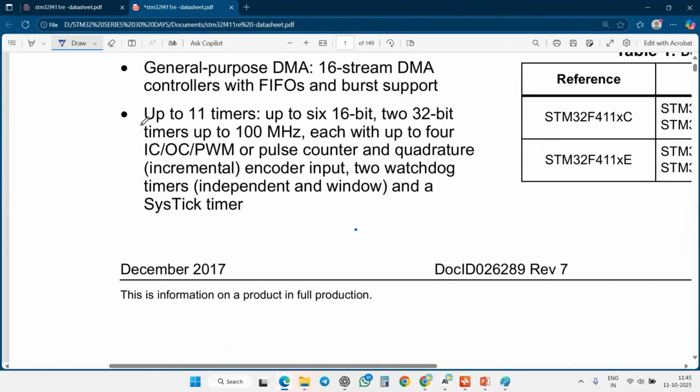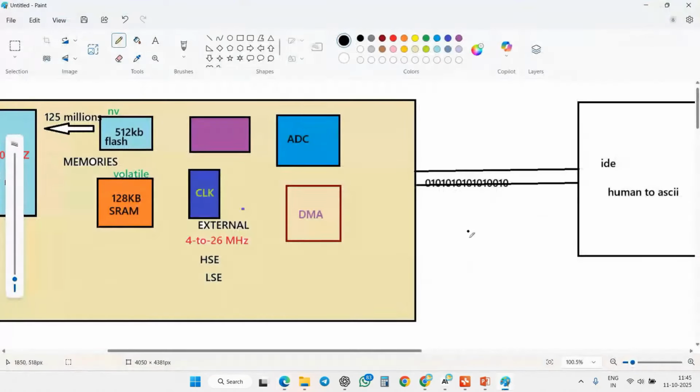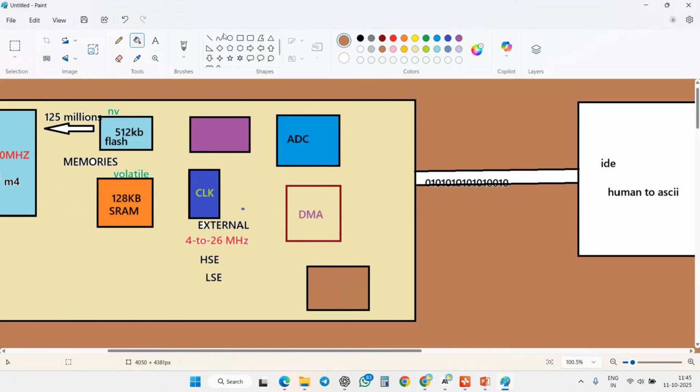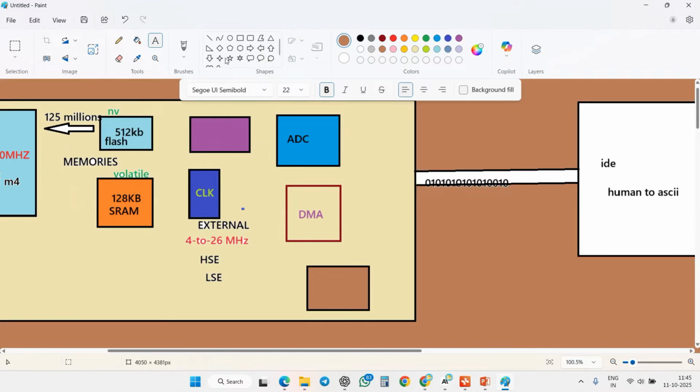And how many timers do we have here? We have 11 timers. The next peripheral we are studying is the concept called timers. We have 11 timers. So what is the purpose of these 11 timers? The next concept is called the timer.